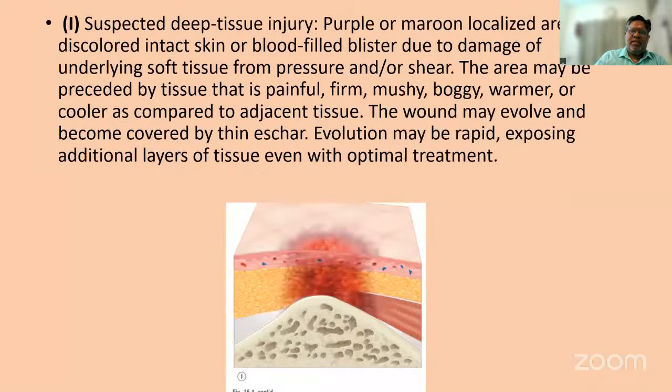Suspected deep injury is a stage in which there is a purple or brownish maroon localized area of discoloration in intact skin or a blood-filled blister due to damage of the underlying soft tissue from pressure or shear. This area may be painful, firm, mushy, and the wound may evolve and become covered by a thin eschar.